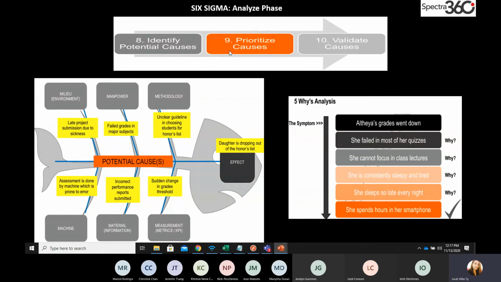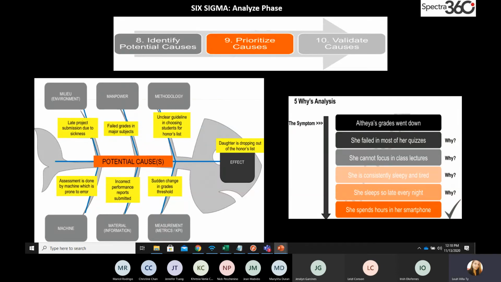All right, so we are in the analyze phase. In the analyze phase, there are 3 steps. Number 1, you need to identify potential causes, and then you need to prioritize the causes, and then validate. In the analyze phase, there are several tools that you can use, but I'm going to give you the commonly used tools for Six Sigma. That's the Ishikawa diagram, because it came from Japan. This is also synonymous to the fishbone diagram, or we call it the cause and effect diagram. This is how it looks.